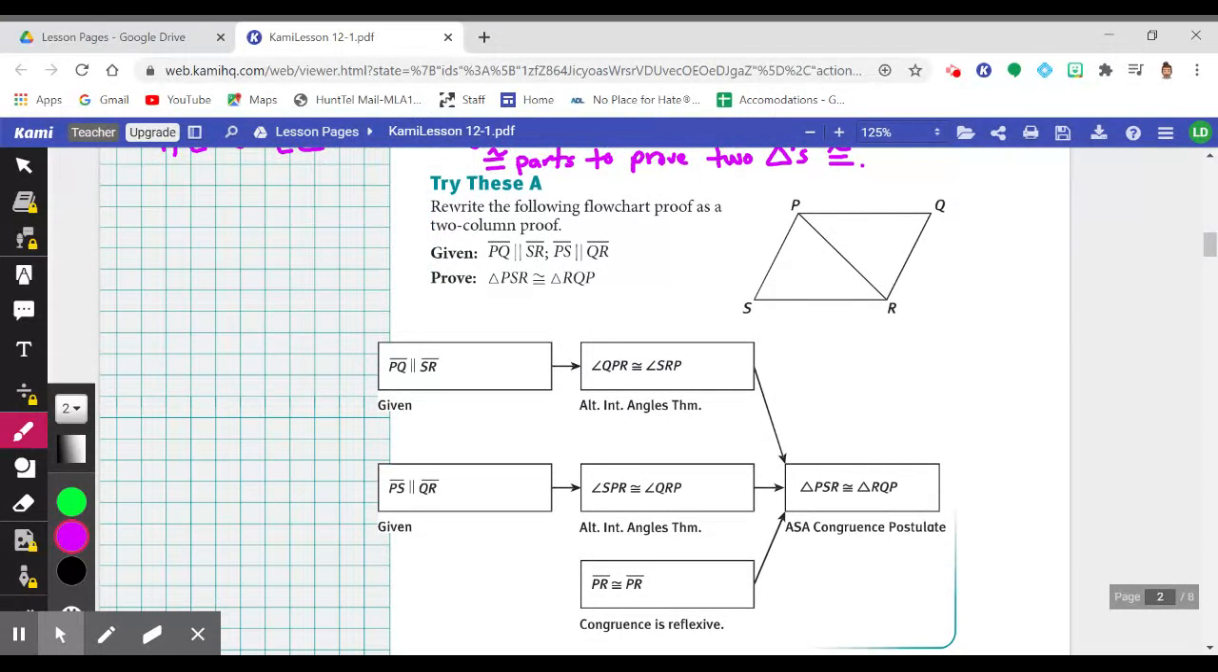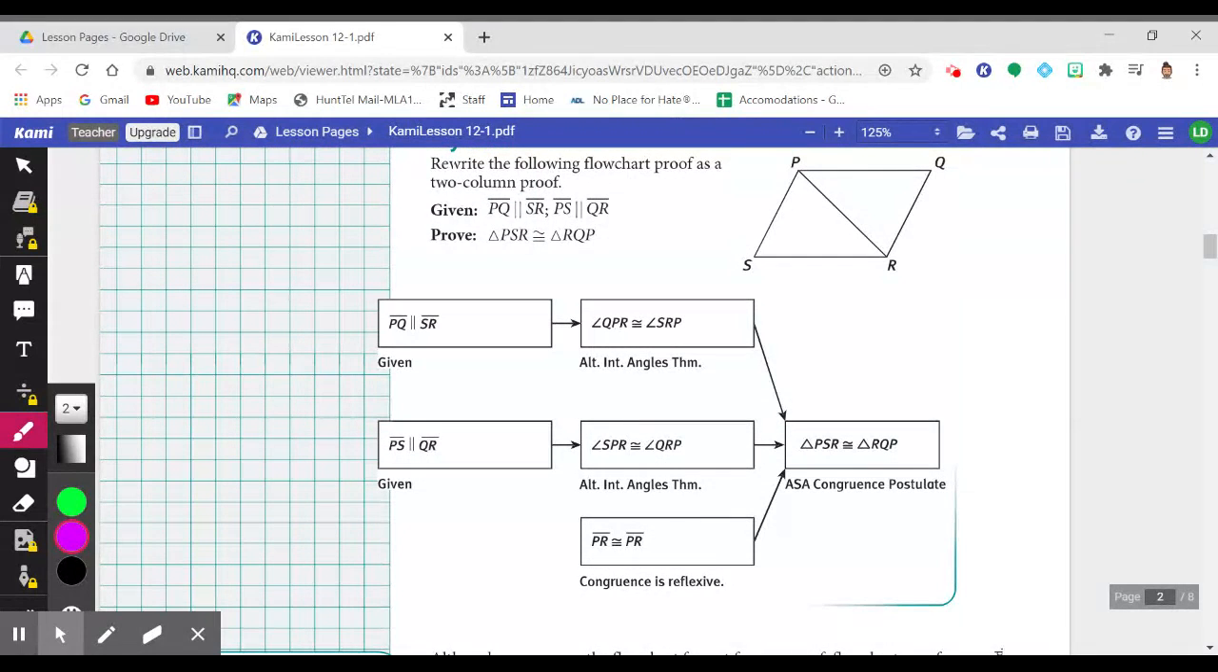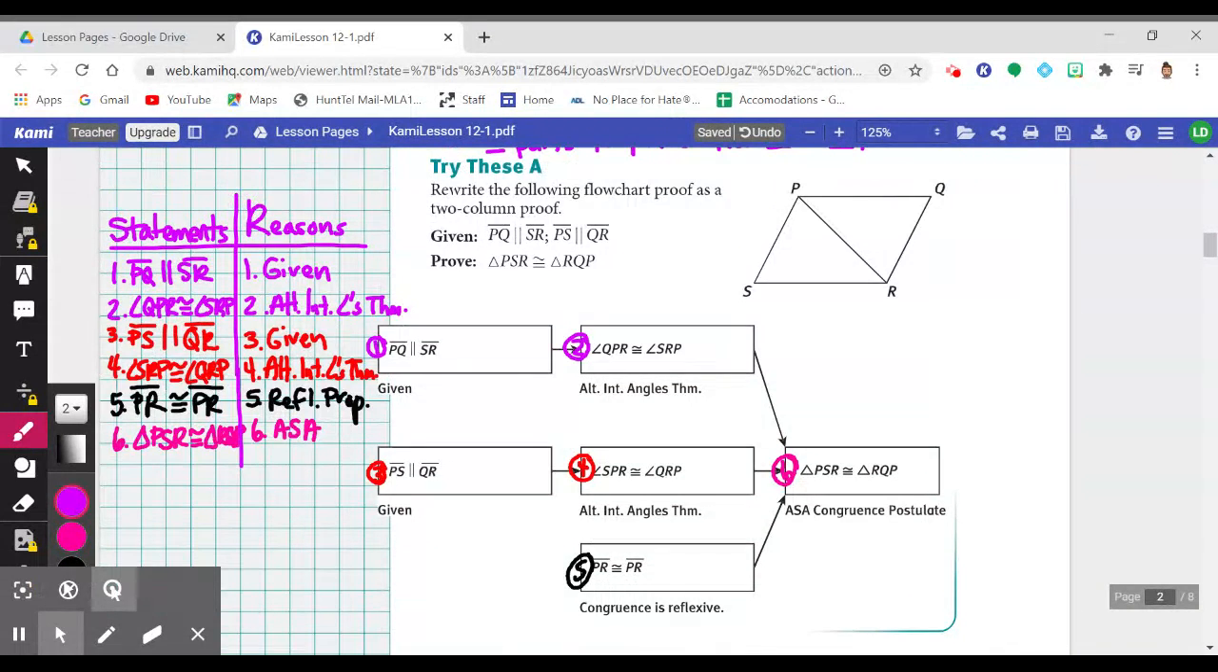We are tasked with rewriting the following flowchart proof as a 2-column proof. So if you would, out in your My Notes section, take this flowchart proof, see how the one in example A, and write it as a 2-column proof. Once you get statements and reasons drawn, go and pause the video before playing forward to see how this proof looks.